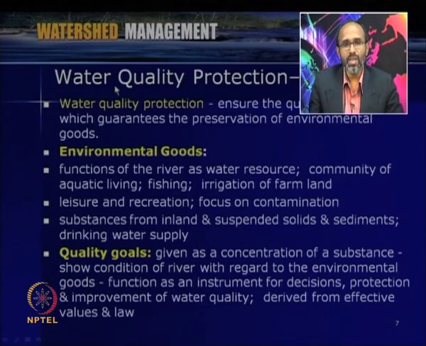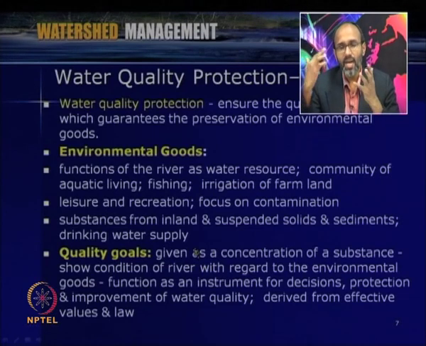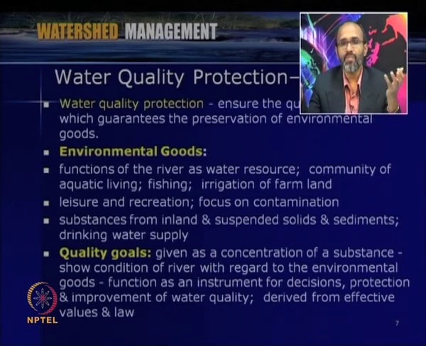And so, when we look into water quality goals, they are given as a concentration of a substance, like the TDS should be less than 500 ppm, or the flow rate should be within the range of 2 ppm. Like that, various quality goals we can set. So, these water quality goals show the condition of, for example, a river with regard to the environmental goods, and function as an instrument for decisions, protection and improvement of water quality. These are generally derived from effective values and laws.